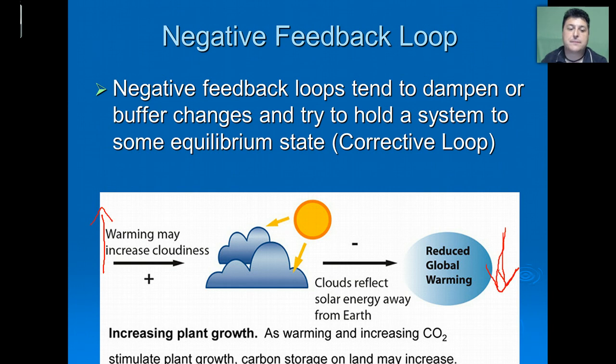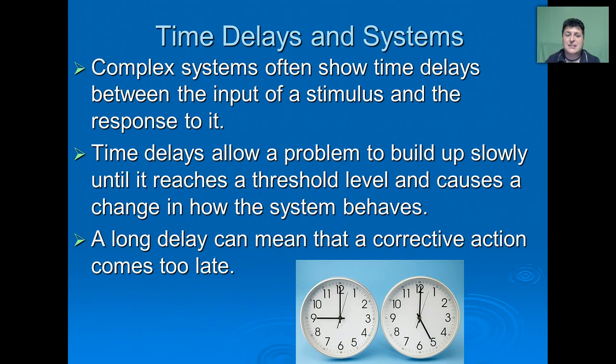One problem with complex systems is they oftentimes show time delays between the input of a stimulus and the response to it. Time delays allow a problem to build up slowly until it reaches a threshold level and then causes a major change in how that system behaves. If the delay is too long, it might mean that a corrective action might come too late.